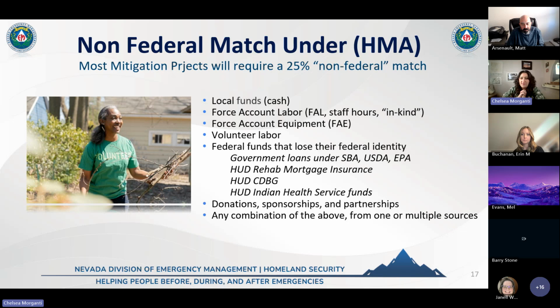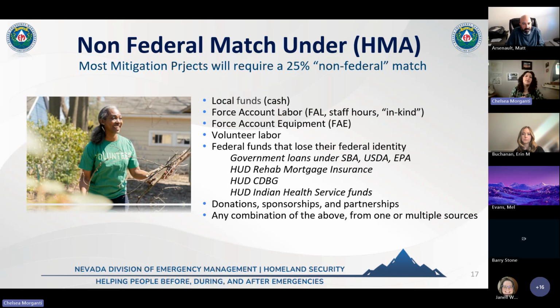There's a variety of different ways that you can meet that local match. Cash always is a good workaround to get your match met. However, you can also match with in-kind time. So if your position is funded by local funds or state funds, as long as it's not funded under a federal program, then you can match with your staff time, your hours. There's also utilization of your own equipment, depending on your project type. You can count the volunteer time of community participants who are coming to your meetings and events.